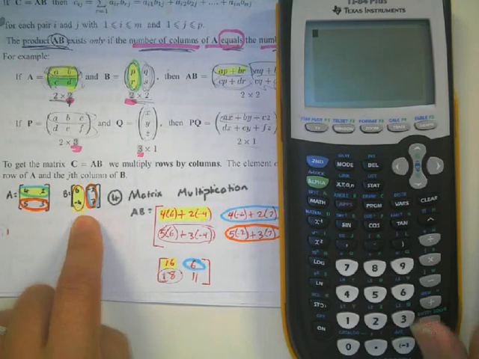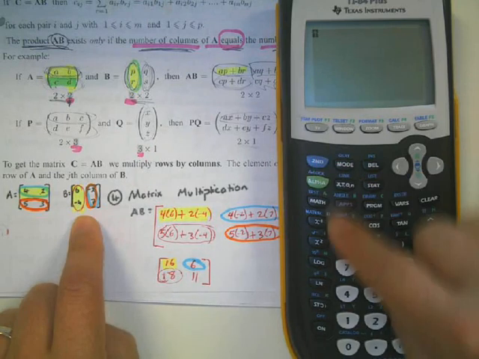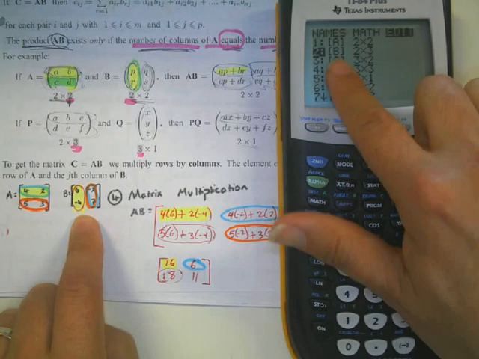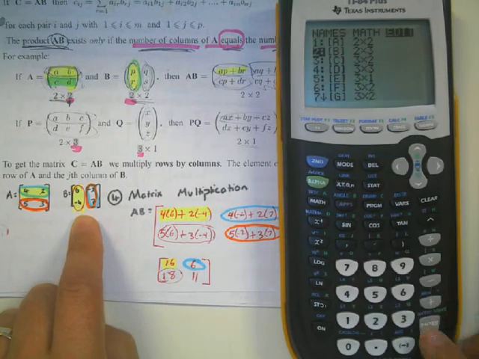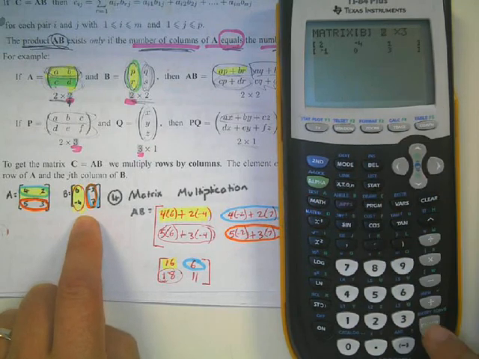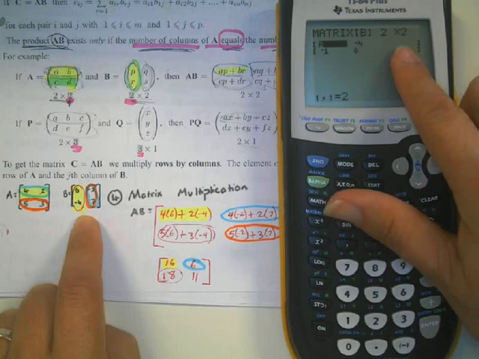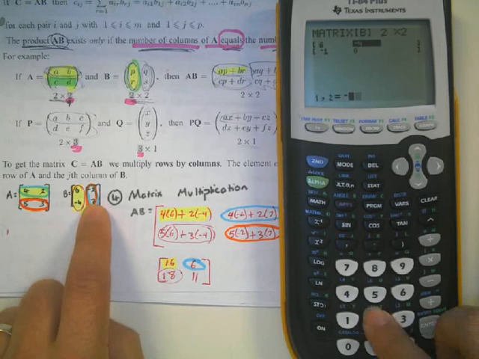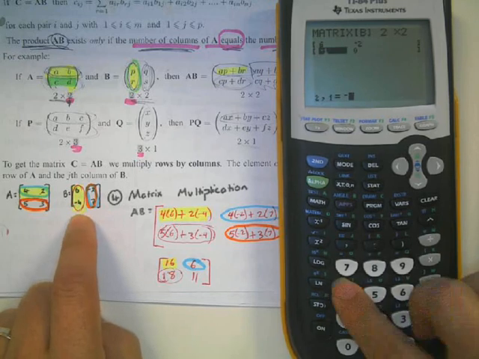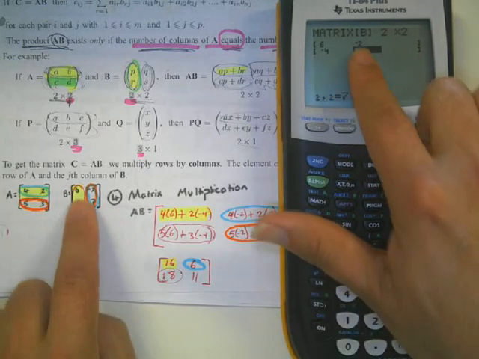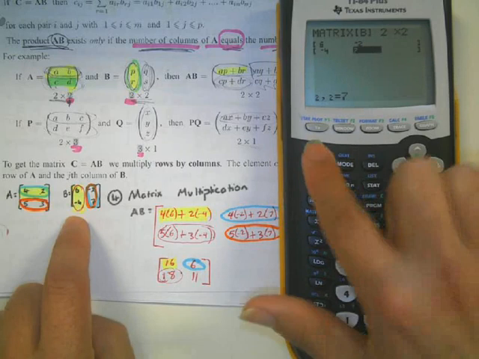Now let's type in matrix B. Second, x to the negative 1, arrow over to edit, and I'm going to arrow down to matrix B, and hit enter. And notice it says 2 by 3, but we want to do a 2 by 2. So I'm going to hit 2, enter, 2. So now we've got a 2 by 2. And I'm going to type in the values 6, negative 2, negative 4, and 7. So now my values here match what's on the paper. Second mode to get out of here.